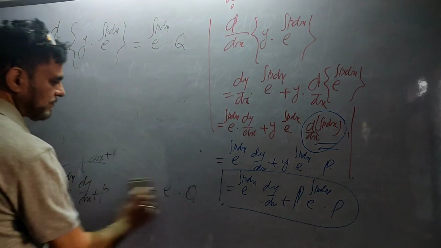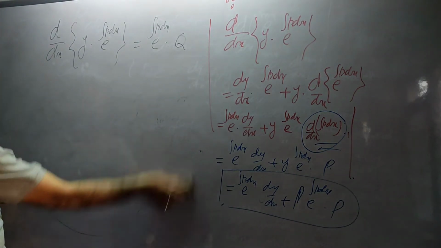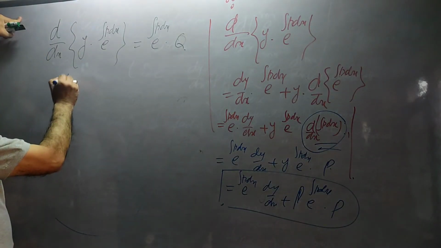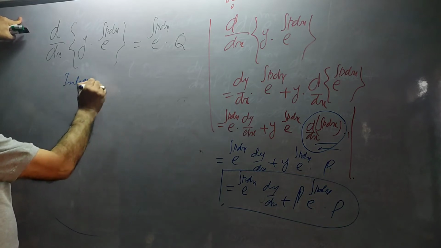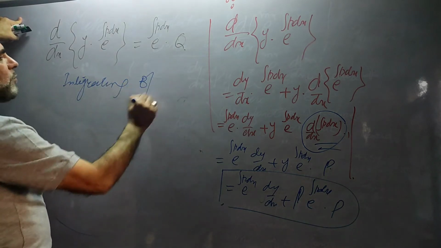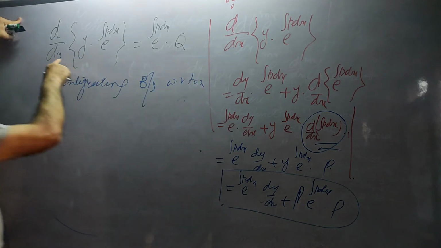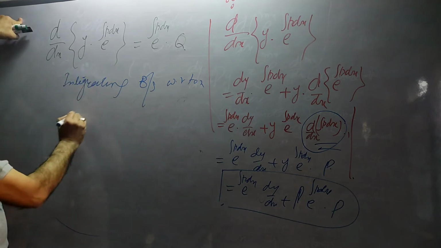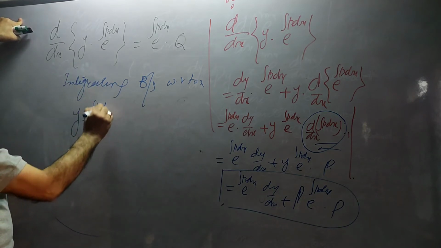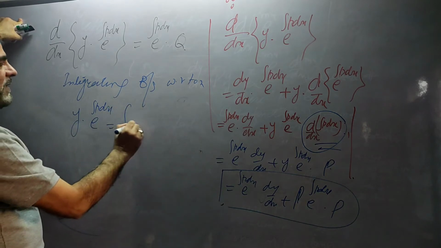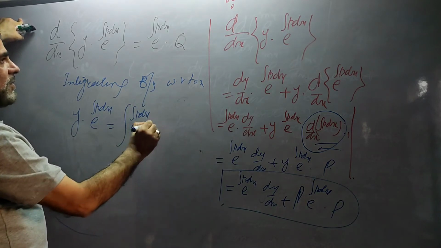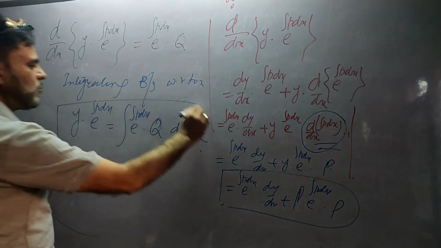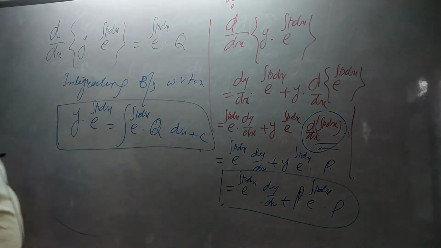Now what I do is integrate on both sides, with respect to x. Now it is d by dx, and when we integrate it, reciprocal, you get only y e raised power integral of p dx is equal to the integral of e raised power integral of p dx into q dx with respect to x plus c. This is the solution of this differential equation.